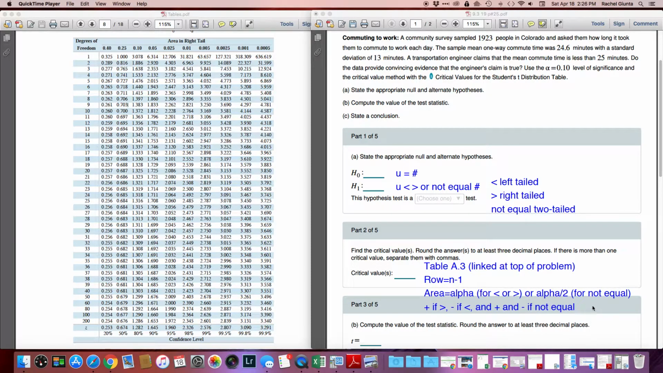Or at least that's our starting point for the number. If we'd had it not equal in H1, then we would have taken the alpha value here and divided it by 2 to get 0.05, and we would have had our number be 1.645 instead of 1.282.